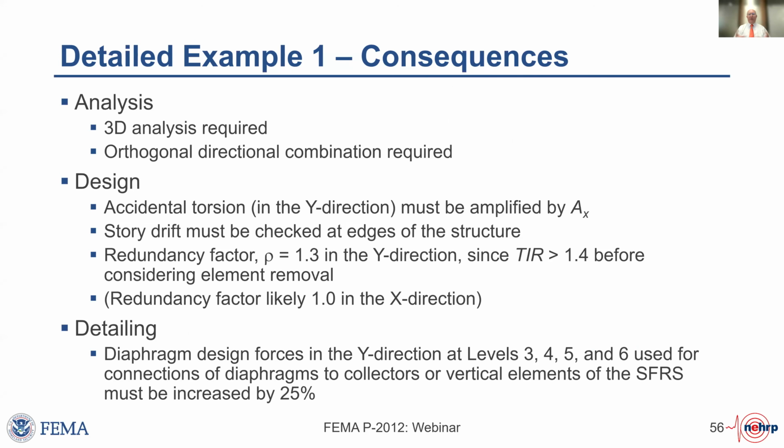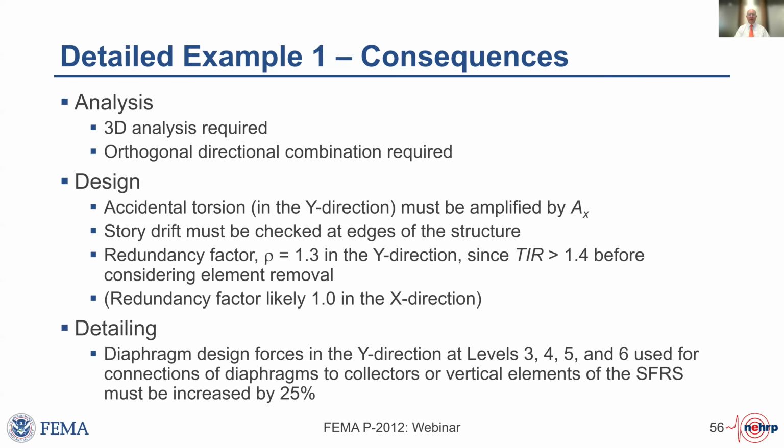So then when we find this irregularity in the design example, we had to do 3-dimensional analysis. We have to do orthogonal combinations. We have to amplify the torsion in one direction. In the other direction, it's regular and torsion does not need to be amplified. We do have to think about drifts at the perimeter of the building because the torsional irregularity ratio is greater than 1.4.